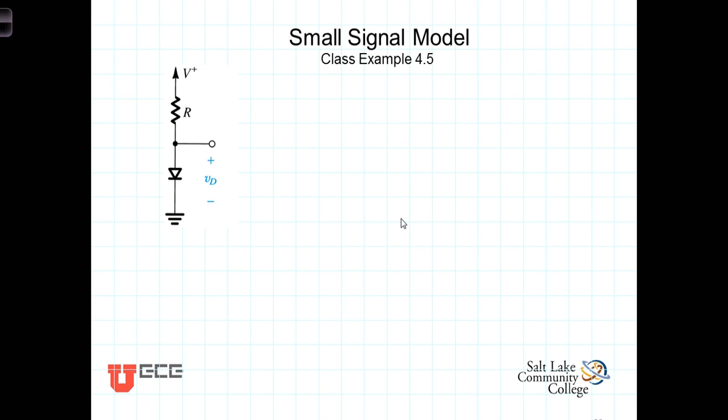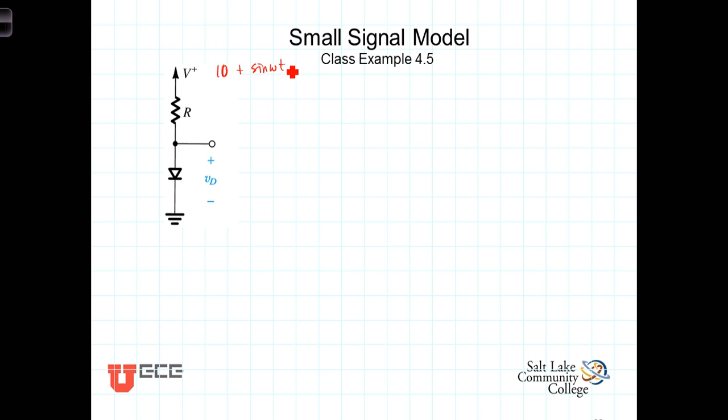Let's take an example of a diode that's connected to a noisy voltage source through a 10 kilo ohm resistor. In this example, the voltage is a 10 volt DC source, but it has a 1 volt sinusoidal oscillation on it.